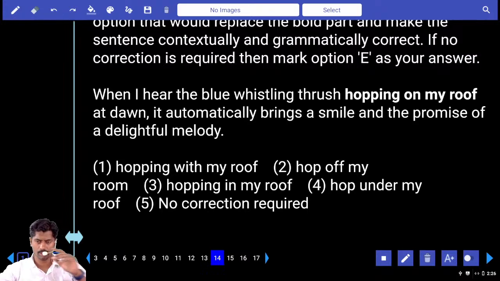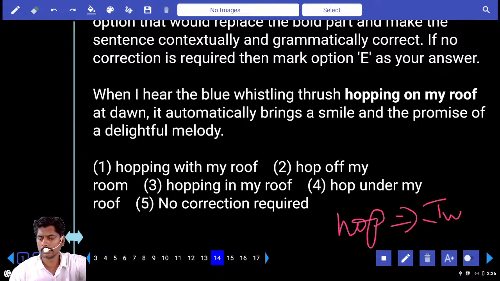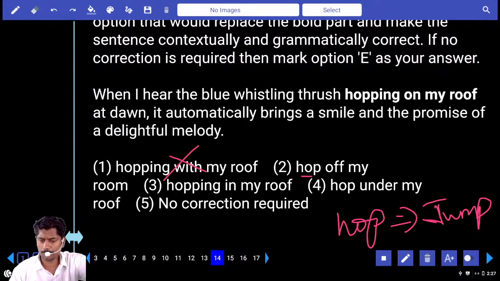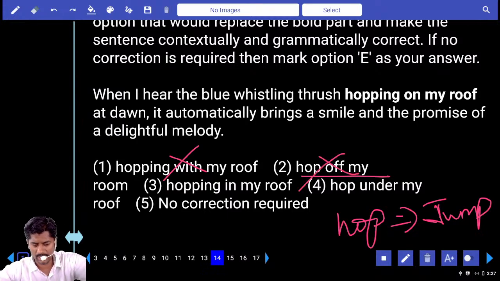Now, sentence improvement. When I hear the blue whistling thrush hopping on my roof at dawn. Dawn means sunrise, dusk means sunset. Hop is nothing but jump. Jumping is called hop. Hopping with my roof, hopping of my room, hopping inside, hopping under. Answer?